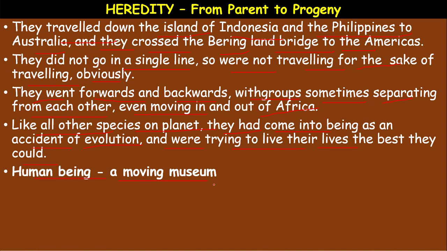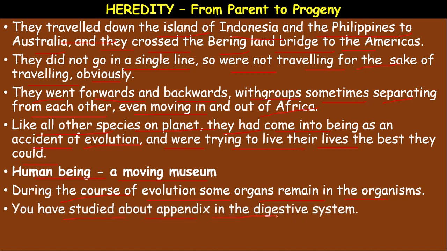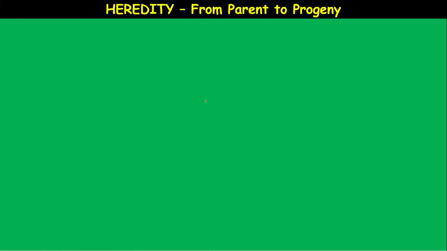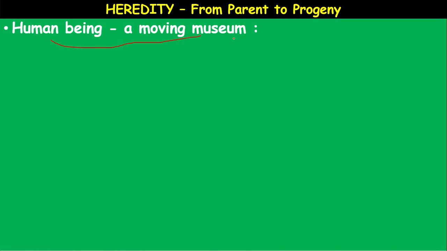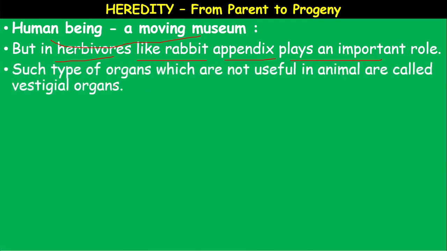Human beings are considered a moving museum. During the course of evolution, some organs remain in organisms. You have studied the appendix in the digestive system, and in human beings it has no role in the process of digestion. But in herbivores like the rabbit, the appendix plays a very important role in the digestion of cellulose. Such organs which are not useful in an animal are called vestigial organs.